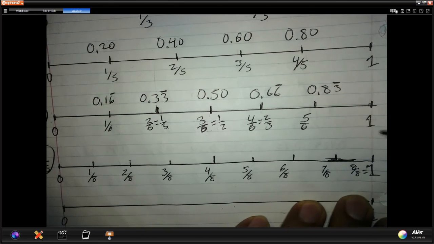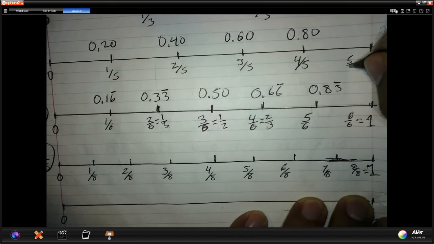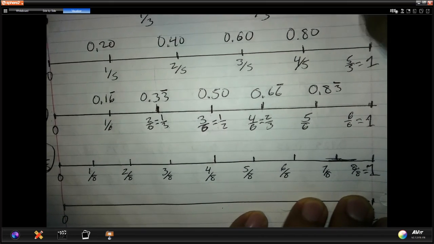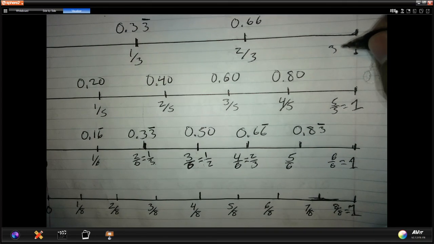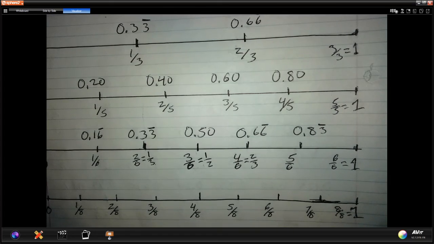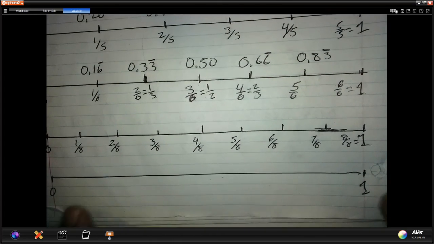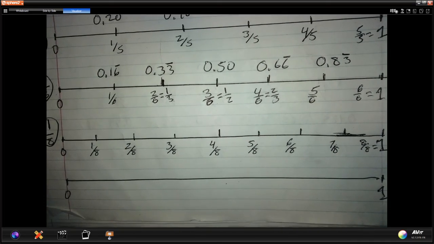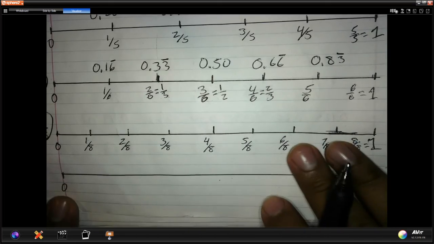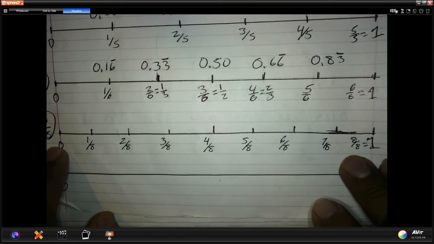Let me do that for these ones. I completely forgot. 6/6 equals 1. 5/5 equals 1. 3/3 equals 1. Oh my gosh. Why didn't anyone remind me as I was drawing it? All right. So there we are. We have all 8 of our 8s on here, including our 1 whole. And 0/8 is going to be 0.